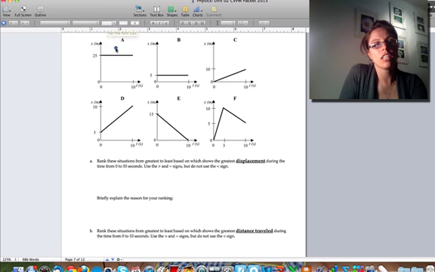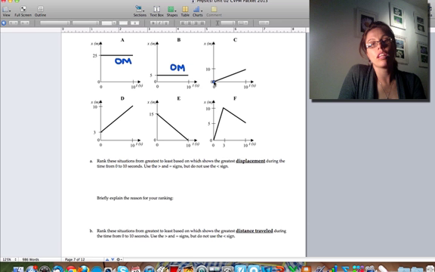So first, let's look at displacement. It says rank these situations from greatest to least, which shows the greatest displacement during the time from 0 to 10 seconds. So the graph right here stays at 25 meters. So the object isn't moving. So the displacement is 0 meters. Same with this graph. Object isn't moving, it stays at 5 meters, so the displacement is 0 meters.